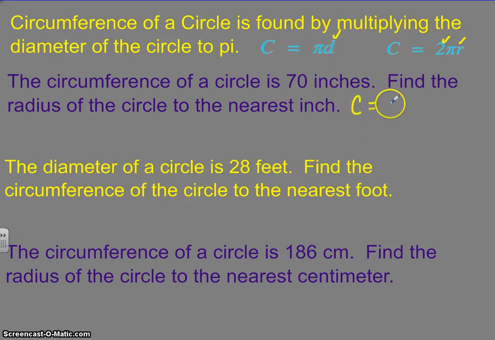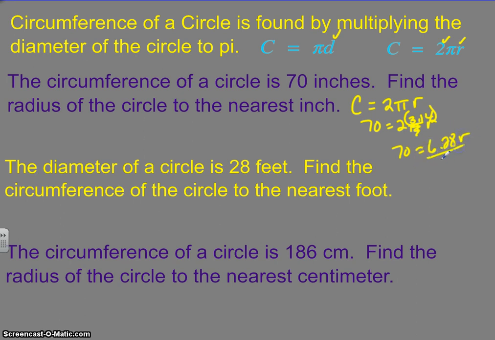So circumference equals, now this one deals with the radius. They want us to find the radius. So it's going to be 2 times pi times r. Okay, 70 is their circumference. We've got 2 pi r. Okay, well, we're going to substitute 3.14 for pi. So we're going to multiply 2 times 3.14. That's going to be 6.28 times r.